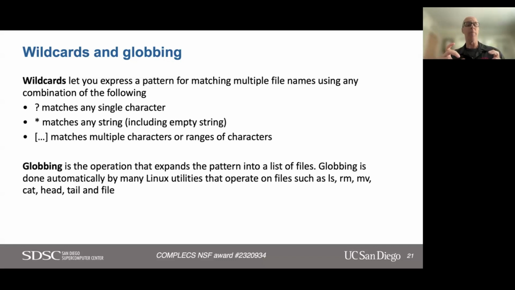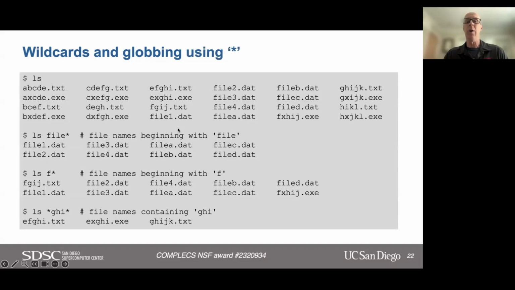And if we use the square braces, we can use that to match multiple characters or ranges of characters. Now, globbing is the operation that expands the pattern into a list of files. Globbing is done automatically by many Linux utilities that operate on files, such as ls, rm, mv, cat, head, tail, and file. So we'll show a few examples.